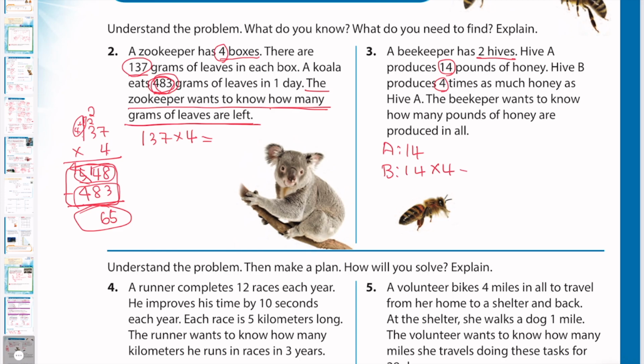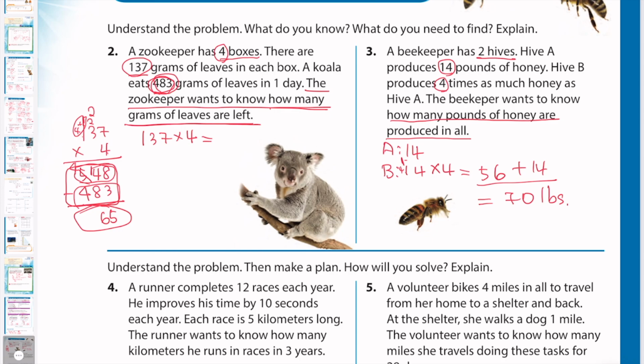Which is 14 times 4. 4 times 4 is 16, carry 1 up. And 4 times 1 is 4. 4 plus 1 is 5. Yes, 56. So 56 plus 14, since we need to find how many pounds of honey are produced in all. When you add them together, it becomes 70 pounds. So you need to use the information that you have.